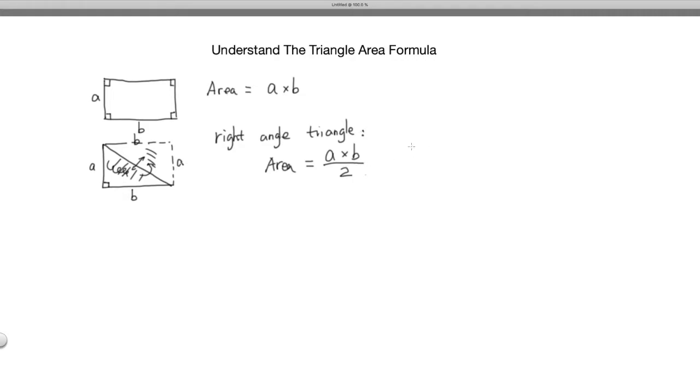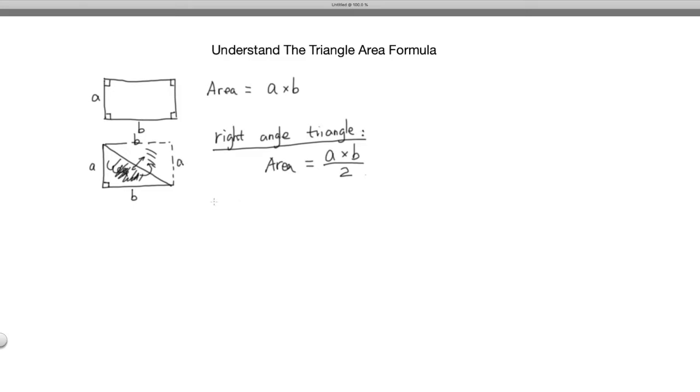So here we got, for this special triangle, a right angle triangle, the area equals the product of the two legs divided by 2. And the reason is that this right angle triangle is just half of this rectangle.